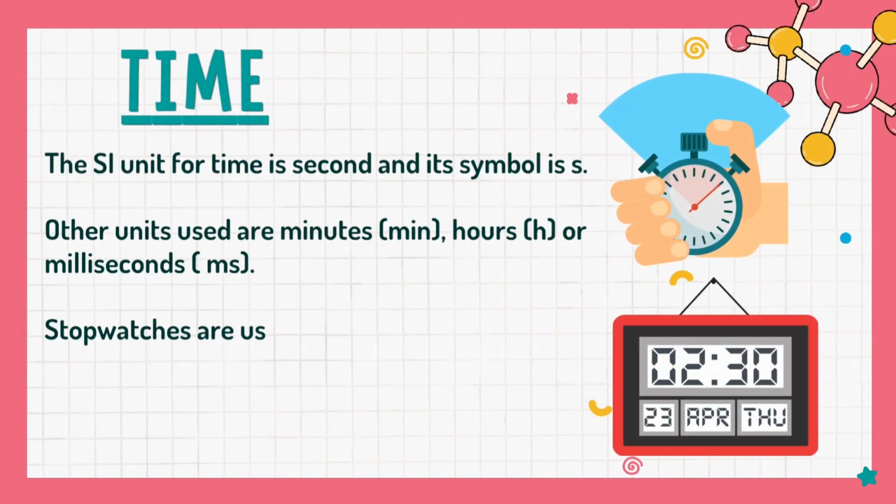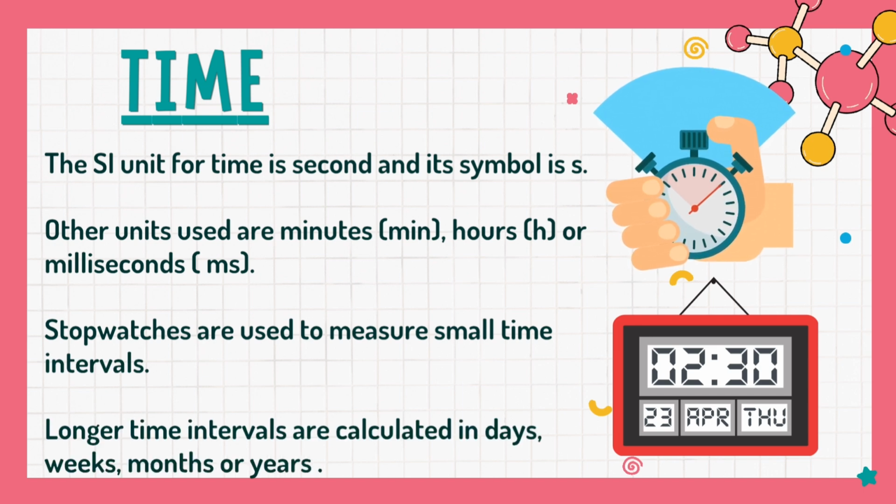Time. The standard unit for time is the second and its symbol is s. Other units used are minutes, hours, or milliseconds. Stopwatches are used to measure small time intervals. Longer time intervals are calculated in days, weeks, months, or years.